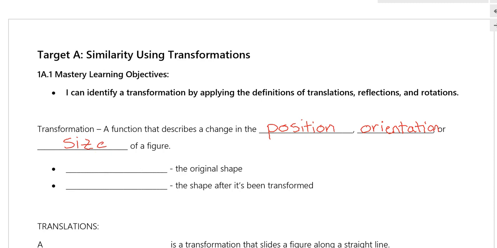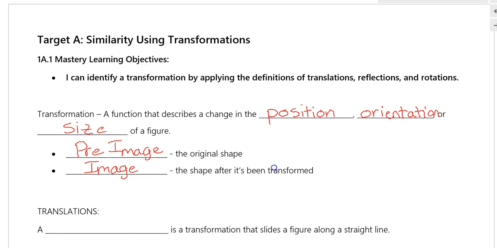Transformations will not change the shape. So the general shape, if it's a triangle, it's going to stay a triangle, right? It just might move or grow or shrink. The pre-image is what we call the original figure, and the image is what we call it after it's been transformed in some way. Okay, so we're going to look at 3 of our transformations today.